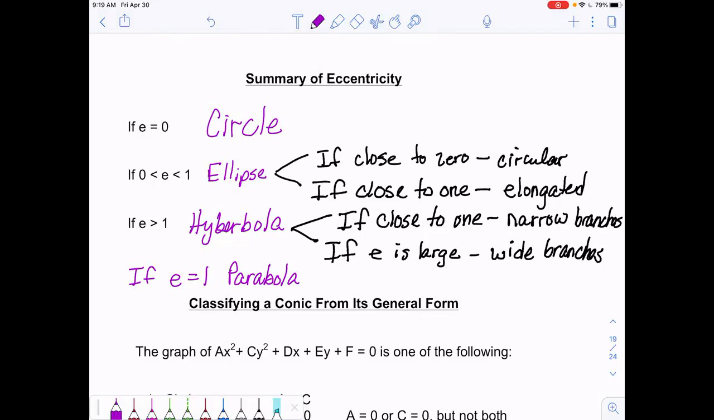So the very last part here, after we can kind of think about our eccentricity and what it does to the graph. Eccentricity really affects the ellipse and the hyperbola. It's 0 for a circle and it's 1 for a parabola. So it really is the ellipse and the hyperbola that's making it a wider or more narrow conic.